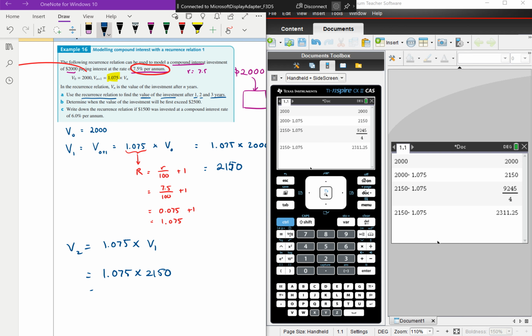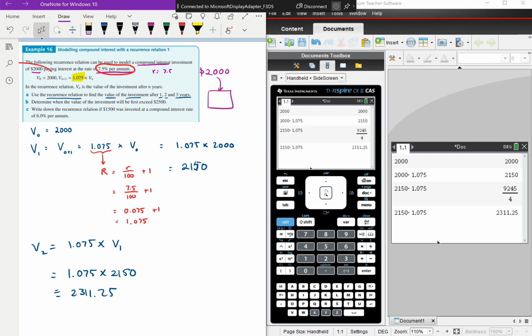$2,311.25. Now, can you already see there's a difference in simple interest and compound interest? See, if it was simple interest, you would have said, start off at 2,000, and I add on an amount that would have been, say, 150. That's how I got from 2,000 to 2,150. But if I add another 150, I would only then have 2,300. See that $11.25? Compound interest allows that to happen.